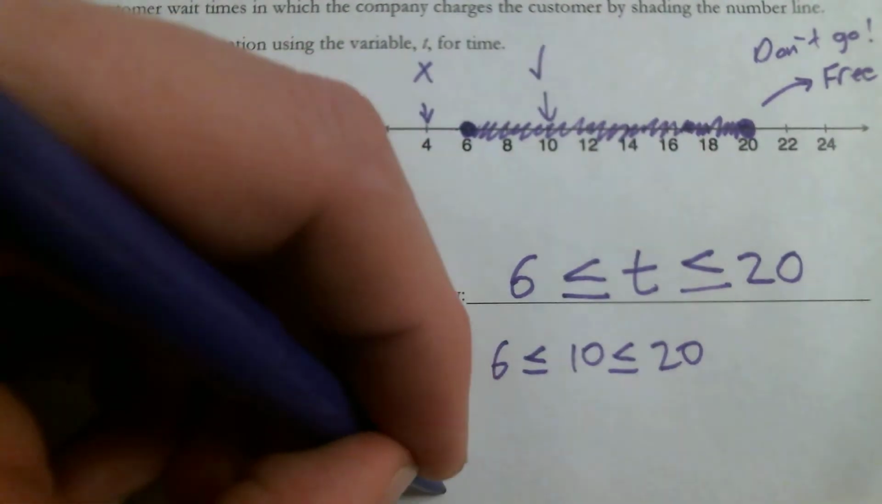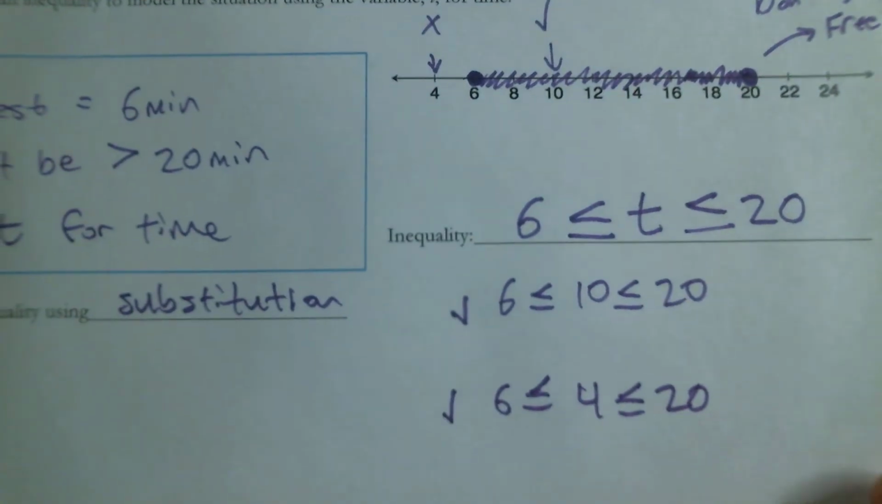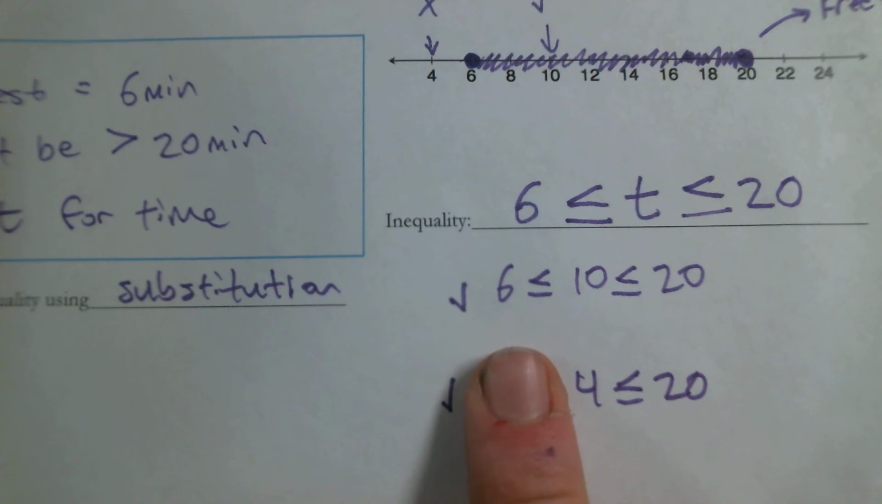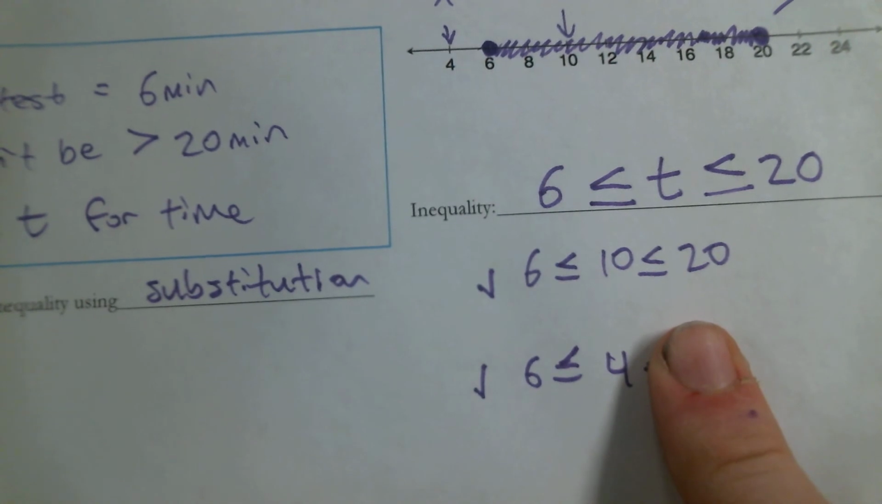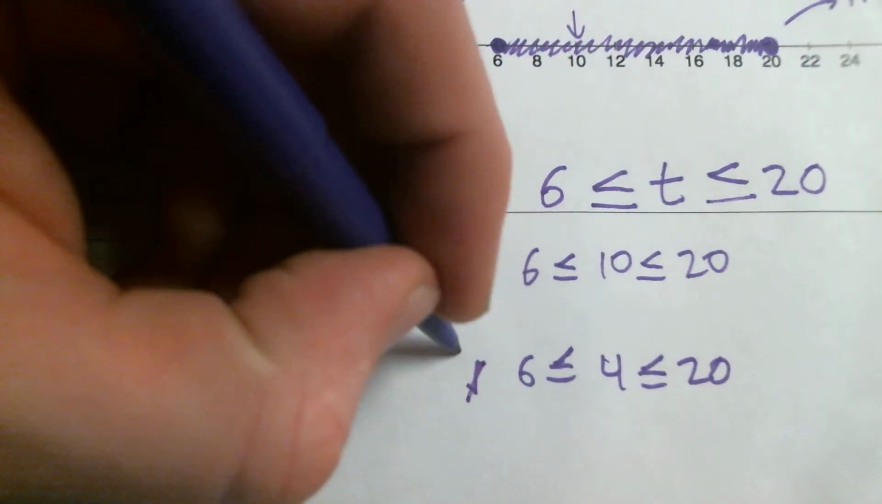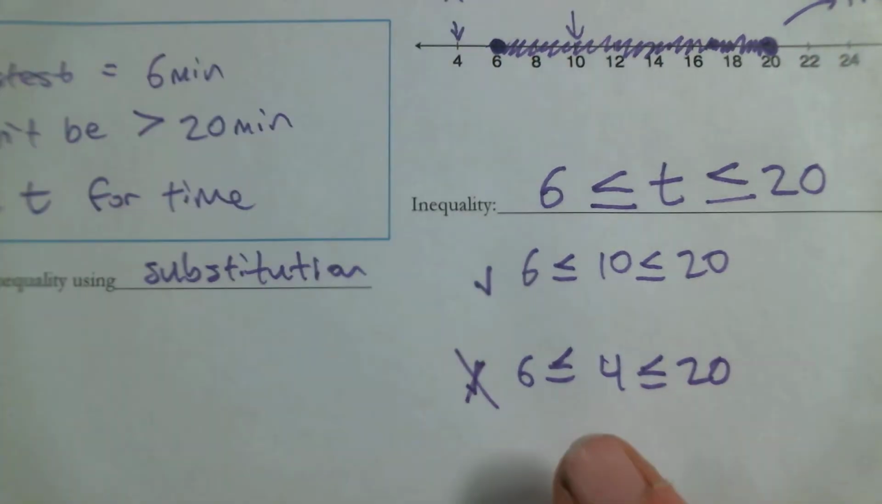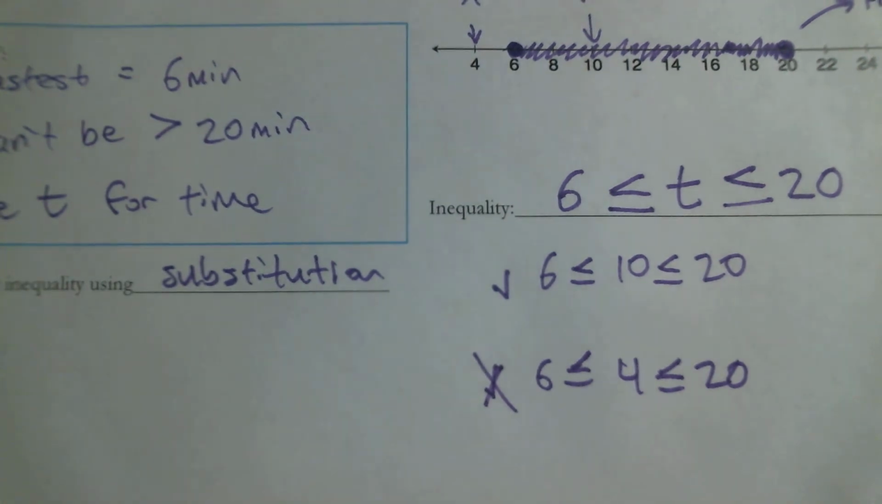Let's double check with 4 though. 6 is less than or equal to 4, which is less than or equal to 20. Let's go ahead and check and see if it's true. So here, 4 is less than or equal to 4 is less than or equal to 20. That works, but here, 6 is less than or equal to 4. That's not true, so that doesn't work, which, good thing, we didn't color it in. So that's how you can check it and see what you can do.